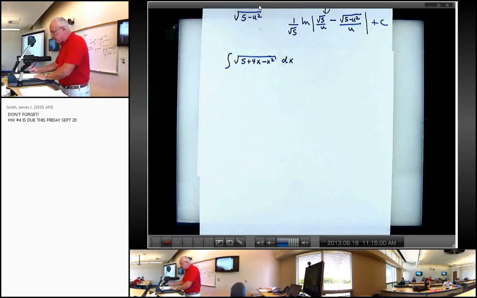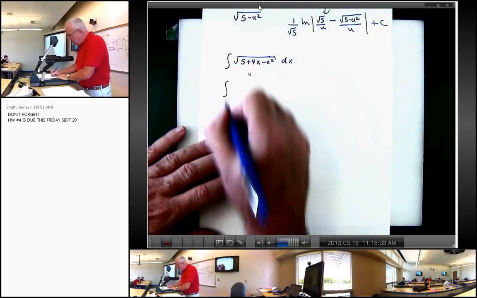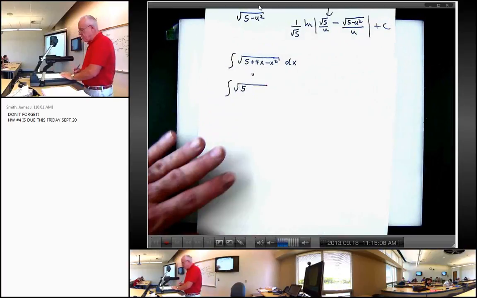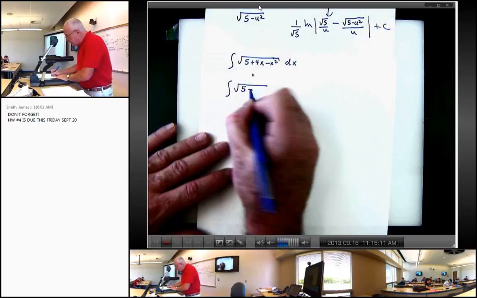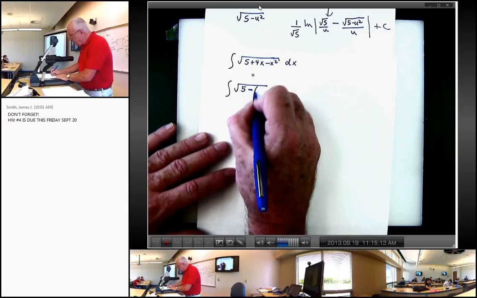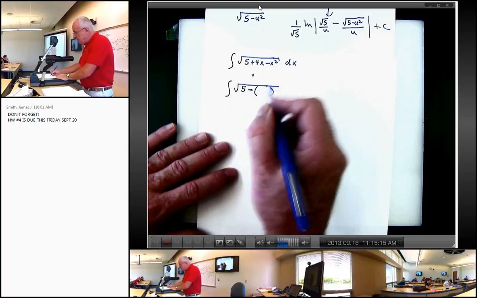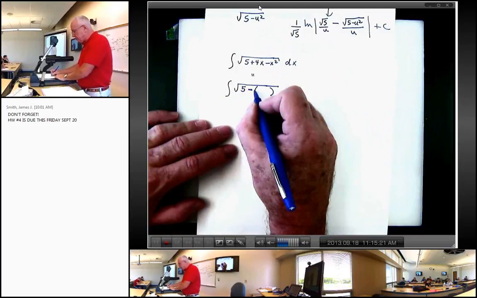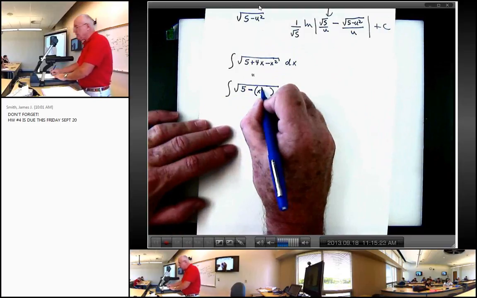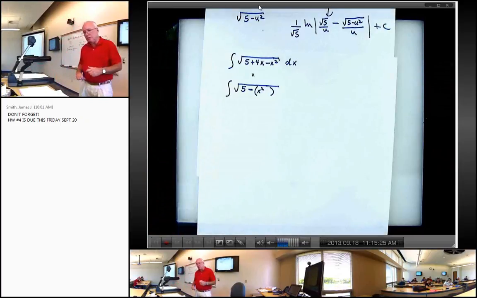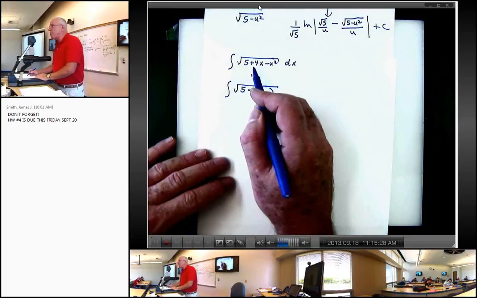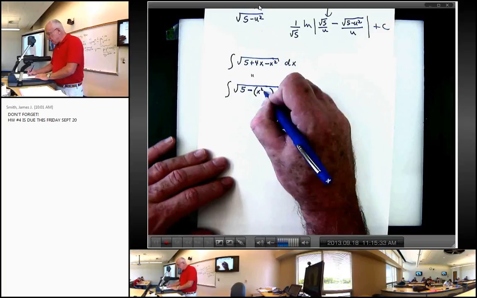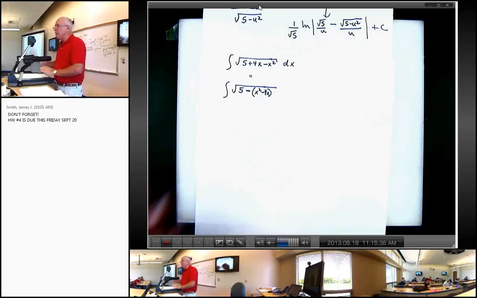initially rewrite this a little bit. Integral of the square root of 5, keep the 5 in front, put a minus sign here, and then notice we have a minus x squared. So in the parentheses here, I'm going to put a positive x squared because I have a minus in front. And now here I have a plus 4x. So in order to keep it the same expression in the parentheses, I need to make this a minus 4x.